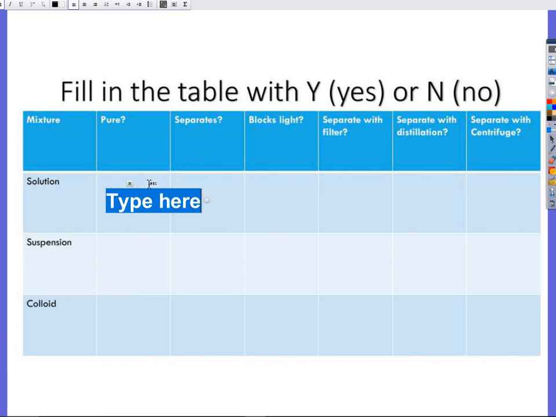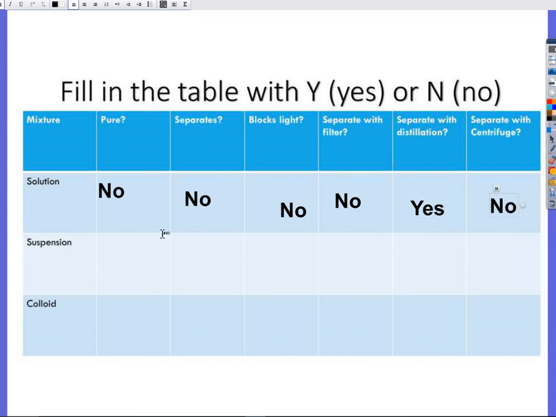And we're filling in the table with yes or no here. So solution. Is a solution pure? No. Does it separate? No. Does it block light? No. Can you separate it with a filter? No, because it's not large enough particles. You can separate it with distillation. Cannot separate it with a centrifuge.